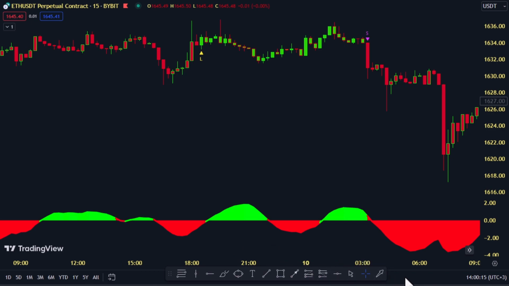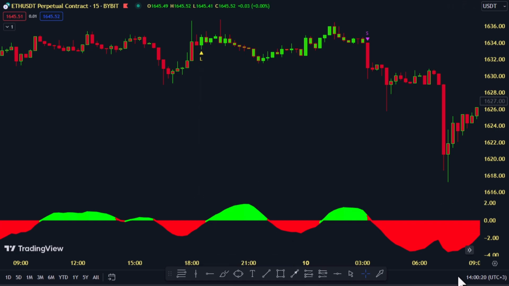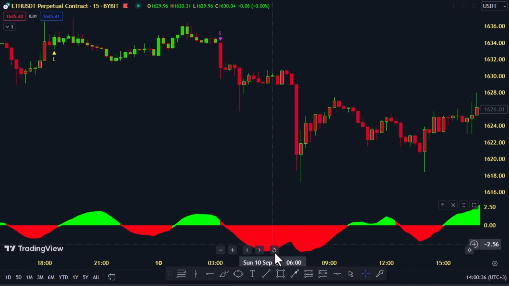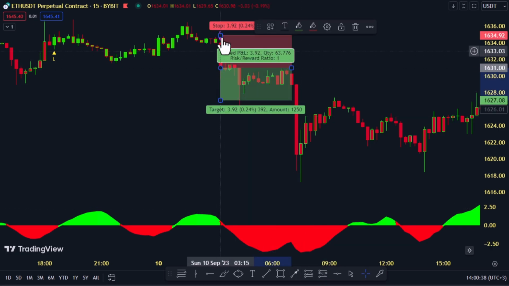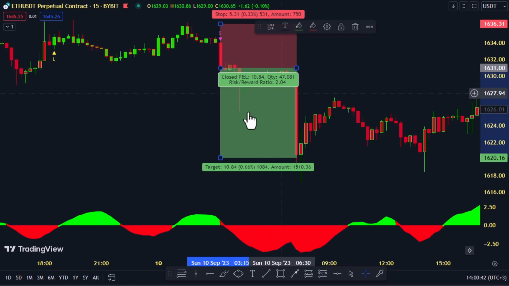In some cases, an L appears for a buy signal, but if the squeeze momentum area is red, we reject the signal because the indicators don't align. In the next example, we get an S for a sell signal, and this is confirmed by the red squeeze momentum area, allowing us to make a profitable trade.